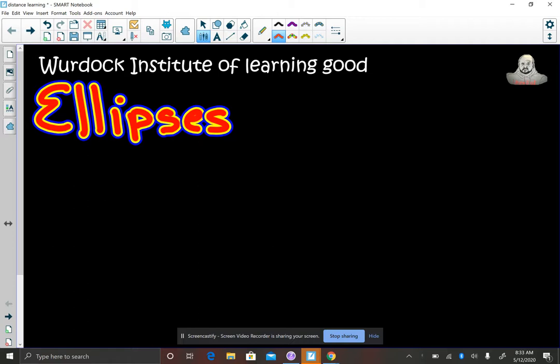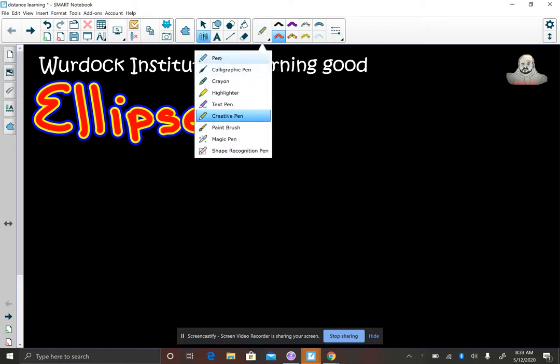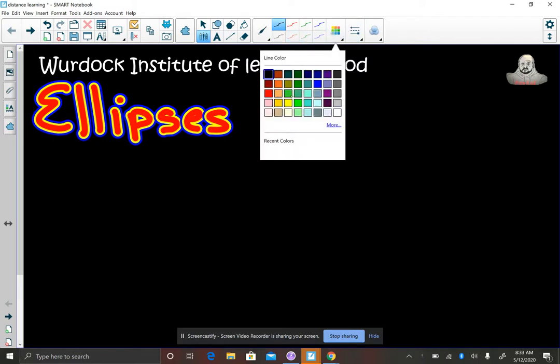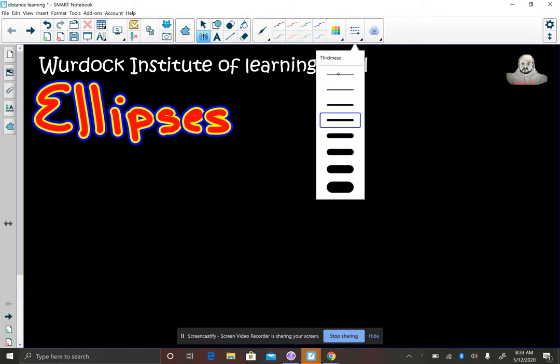Morning, kids. Today we're going to learn about ellipses. You might think of them as ovals, but stretched out circles is a better way to think about it. Let's go calligraphic. We're just going to dive right in.